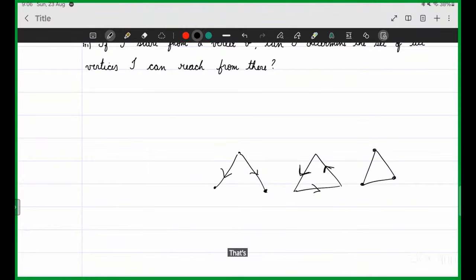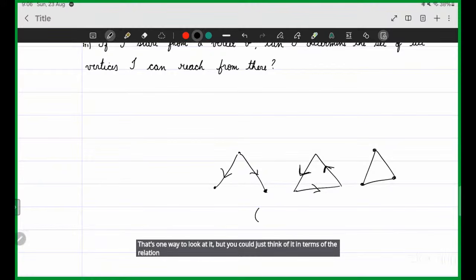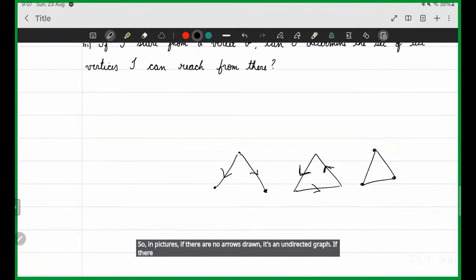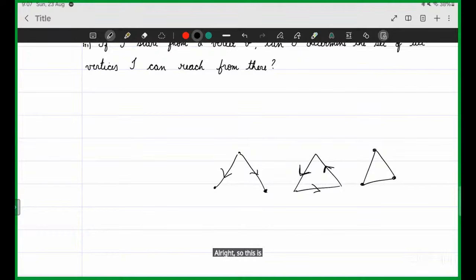That's one way to look at it, but you could just think of it in terms of the relation that we are just given. The order of the way in which the vertices appear in the edges doesn't matter. It's just a two-element subset of V. That is also one way to think about it. So in pictures, if there are no arrows drawn, it's an undirected graph. If there are arrows drawn, it's a directed graph. So this is a simple way of looking at it.